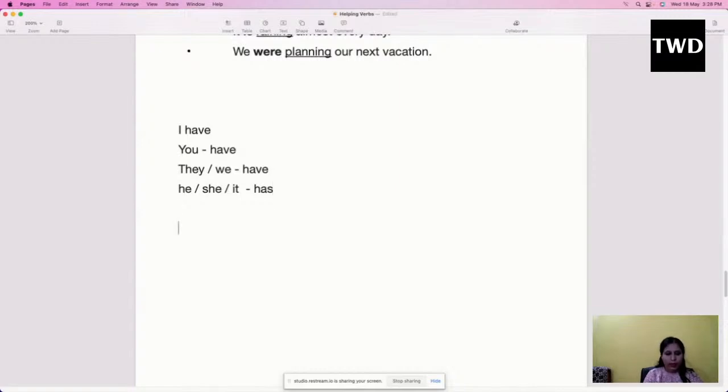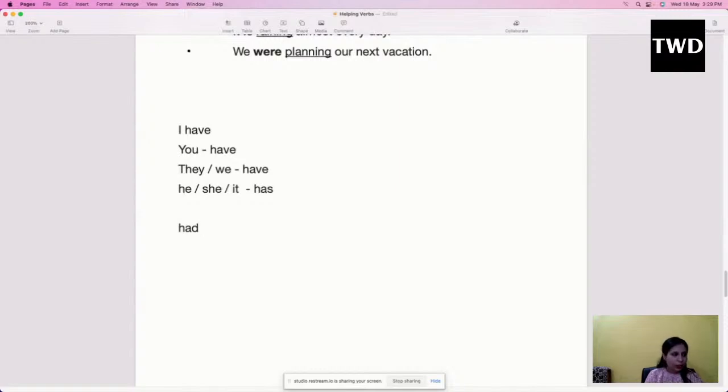Apart from this, when we use had, we use had for past tense, and this had remains same with all forms of subjects, whether it is singular or plural. I had gone for a party. You had gone for a party. They had gone for a party. He had gone for a party. Yes. So we saw the usage of have and had.